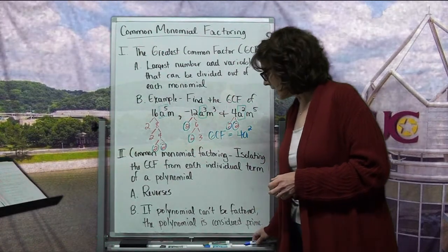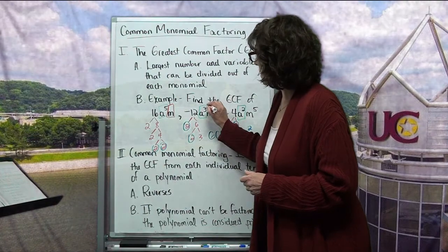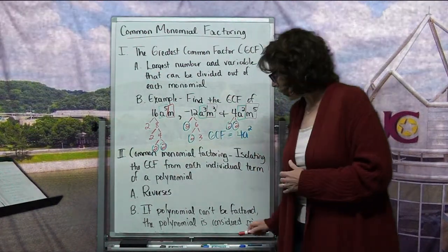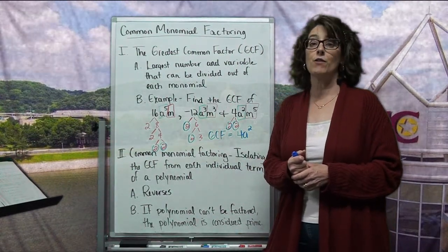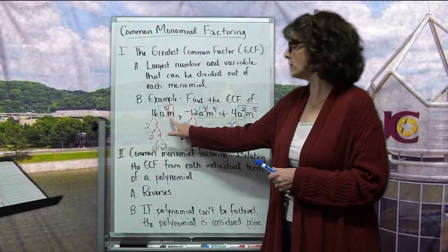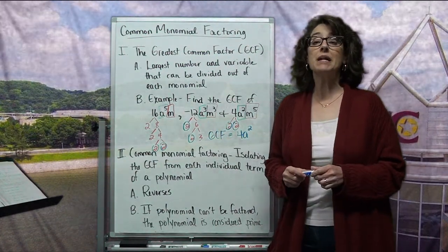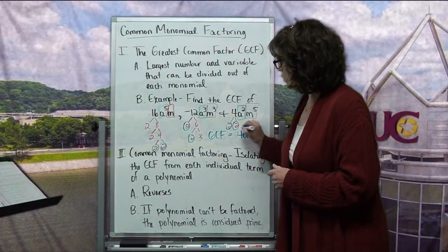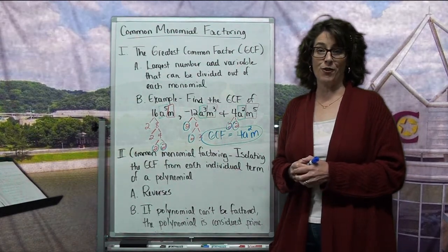And now I'm going to look at the m's. I've got my m to the first here, I've got my m to the third here, and I've got my m to the fifth here. As I look at all three of those m's, I'm going to say, what's the largest number of m's that I can divide out of every one of them? I can divide 1 out of here, this has 3, and this has 5. So the biggest number of m's that I can divide out is one single m. So here is my GCF, 4a squared m to the first.